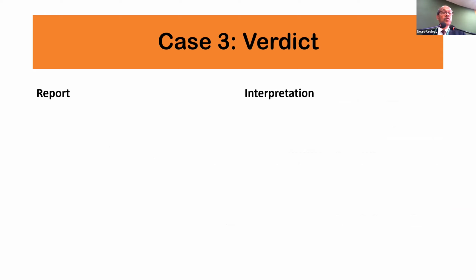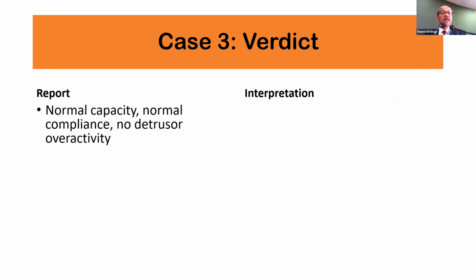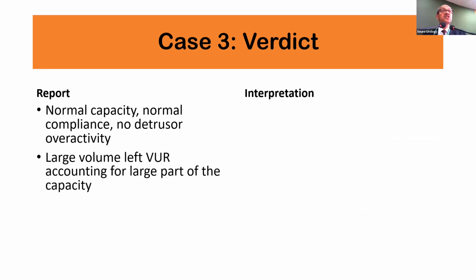So here, the report of normal capacity, normal compliance, and no detrusor overactivity is misleading, actually. There's a large volume left side VUR accounting for a large part of the capacity. And on the video, you could see, I didn't show it to you for want of time, that the reflux starts happening fairly early when you're filling the bladder. And that tells you where a large proportion of the capacity actually went.